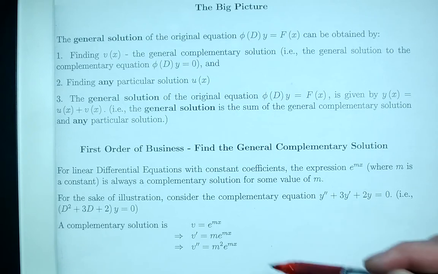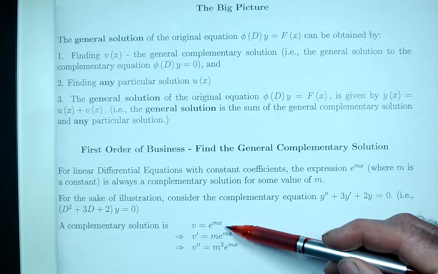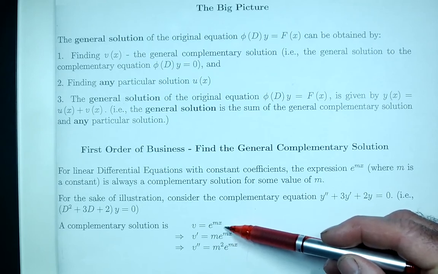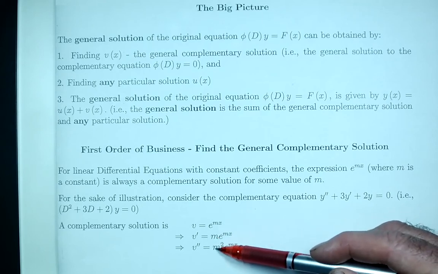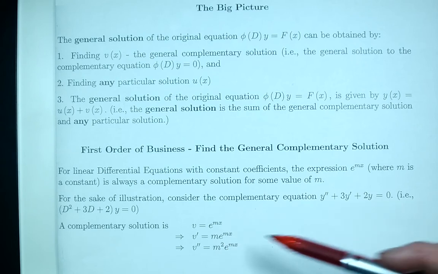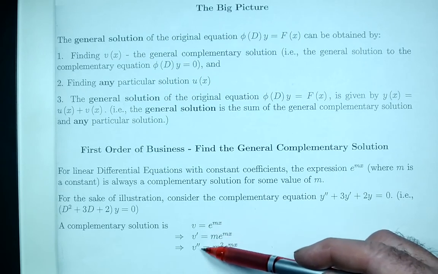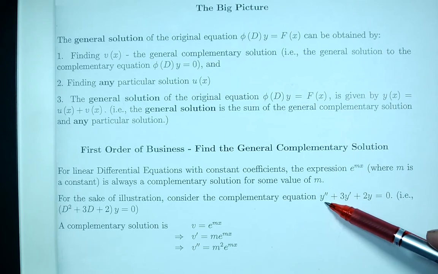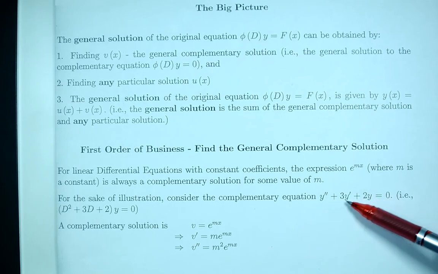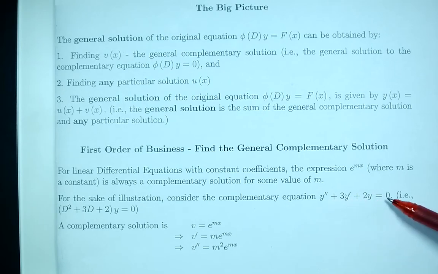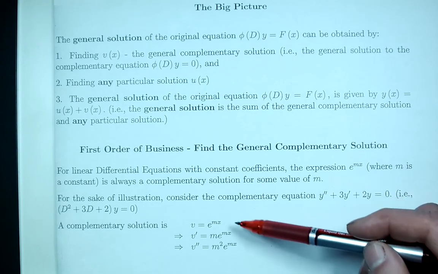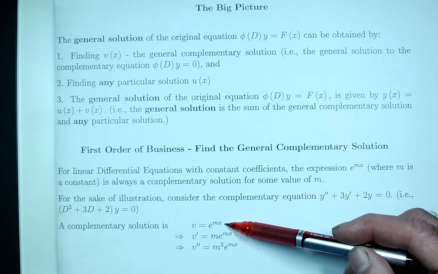Our complementary solution is v equals e to the mx for some value of m. Let's compute the derivative and the second derivative so that we can plug v prime and v double prime in for y prime and y double prime, and show that we really do get 0. So v is e to the mx.